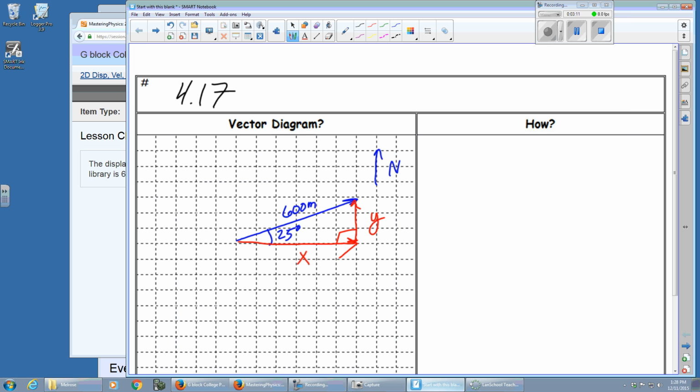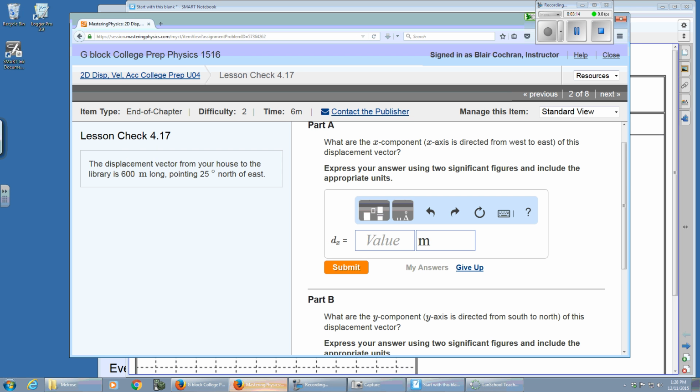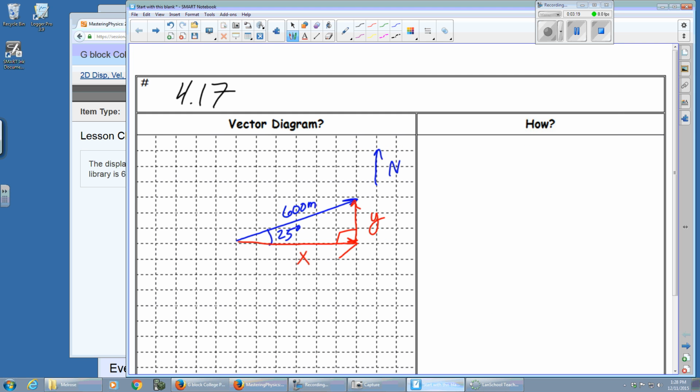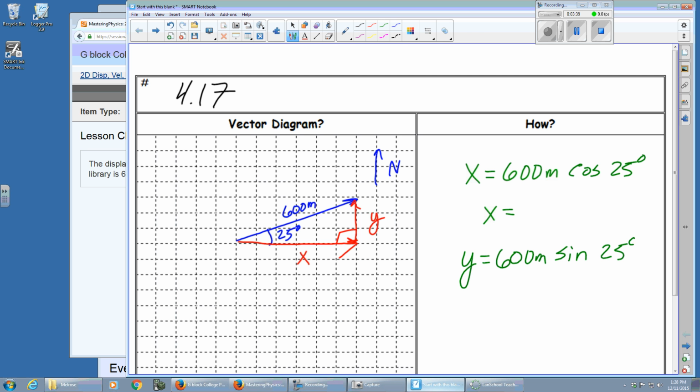So I know that, let's see, which one did they ask me for first? They asked me for my x first. So x equals my hypotenuse, 600 meters, cosine 25 degrees. Solve for x. And my y is my hypotenuse, 600 meters, sine 25 degrees. Solve for y. And that was it for that one.